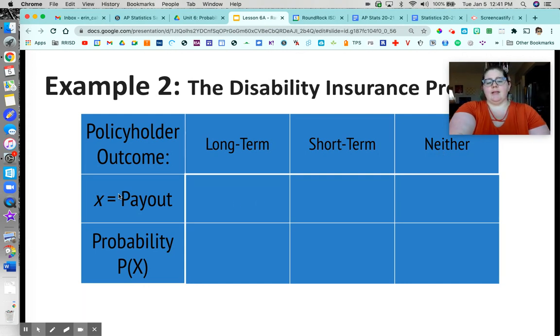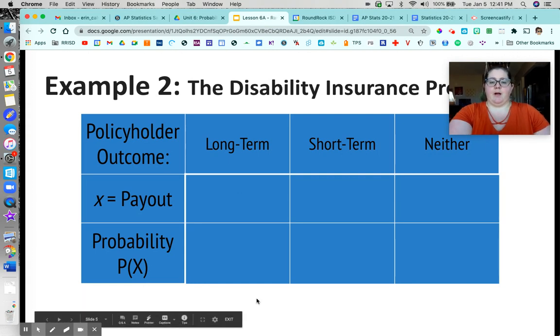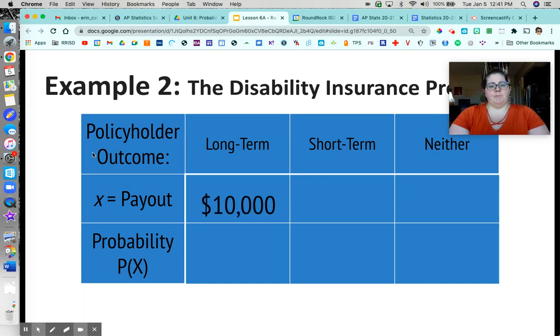So X is going to be, in this case, the amount of payout, meaning this is what the insurance company is going to pay them in support for that disability. In this policy, the long-term payout amount is $10,000. The short-term payout amount is $5,000. And then if they don't have any kind of disability, then they're obviously going to get $0 from the insurance company. So that would be our actual variable that we are looking at, the amount of payout that each person gets.